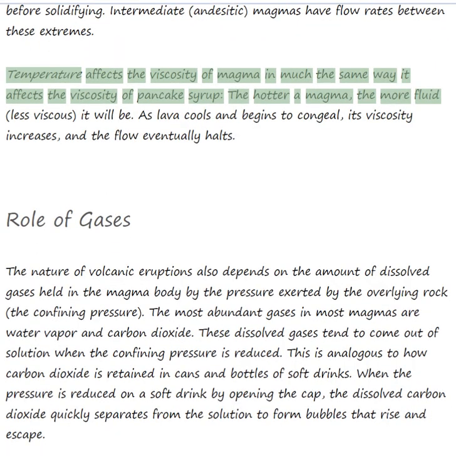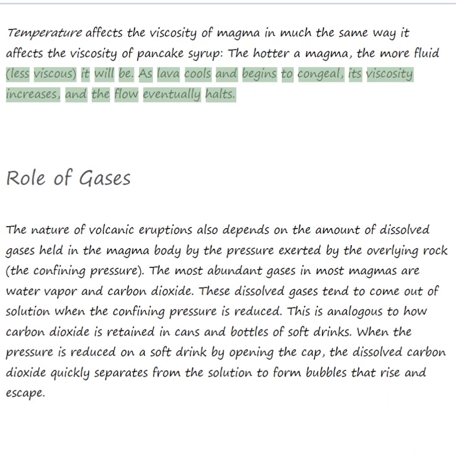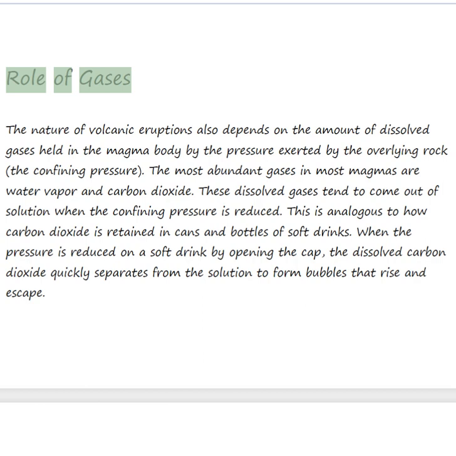Temperature affects the viscosity of magma in much the same way it affects the viscosity of pancake syrup. The hotter a magma, the more fluid it will be. As lava cools and begins to congeal, its viscosity increases, and the flow eventually halts. Role of gases.